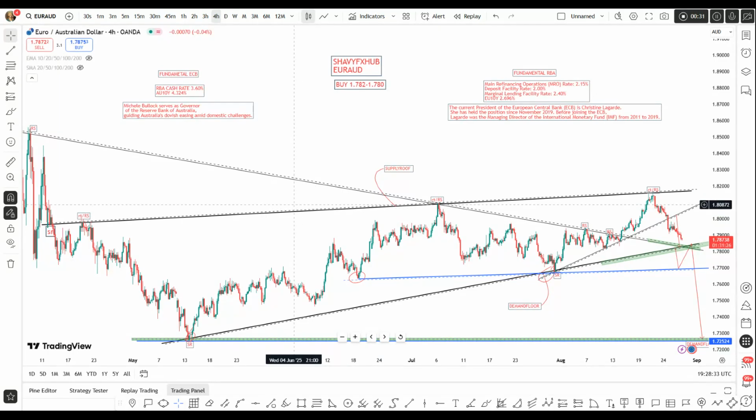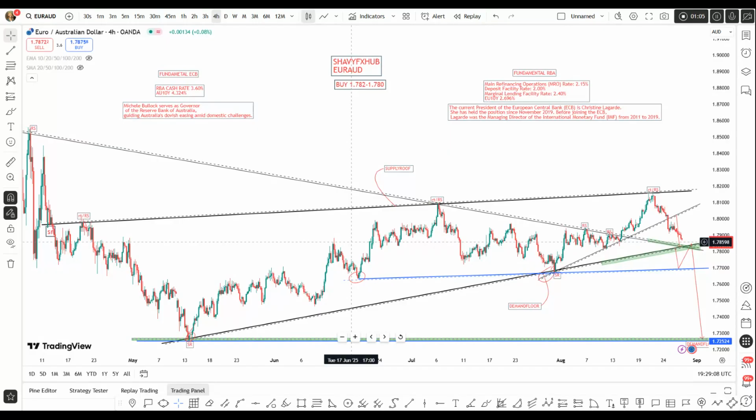So we have a RBA cash rate of 3.60, which was lately reduced from 3.65. And we have seen the Australian 10-year Treasury bond yield almost closing the day at 4.324%, while the main refinancing operation rate for the European Central Bank is 2.15, the deposit facility rate 2.0, and the marginal lending facility rate 2.40. We see the Euro 10-year Treasury bond yield almost closing at 2.696%.